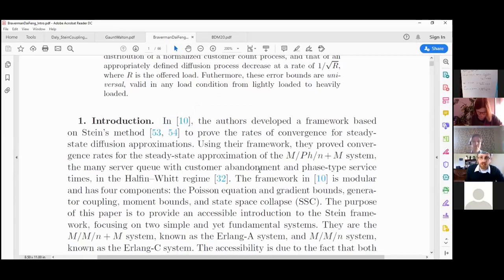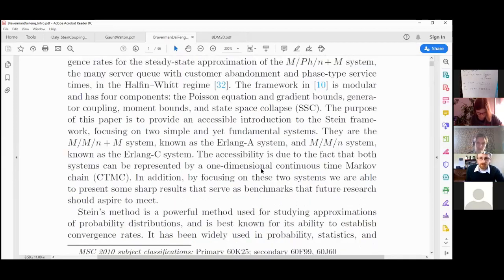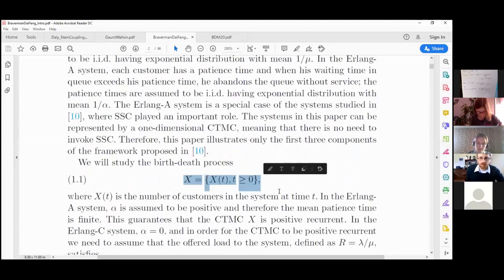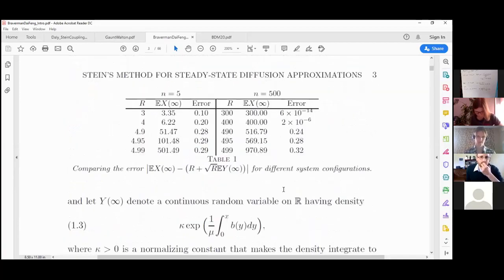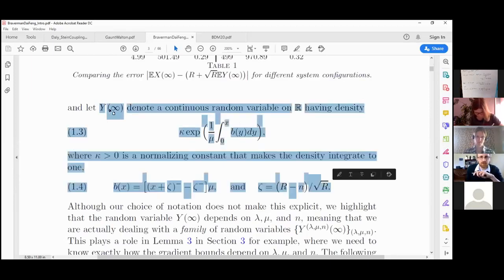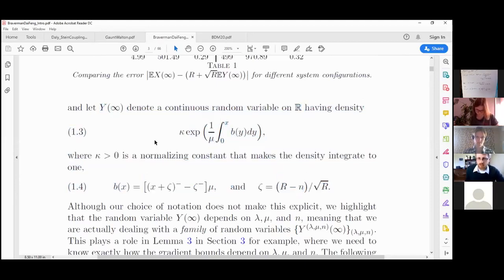So they use essentially the same generator approach. They write down a birth-death process that tells you about the number of jobs in the system at time t. We're going to let that go to stationarity, and then we're approximating the normalized version of that by the equilibrium distribution of a diffusion process with a particular generator. And then they use this comparison of generators approach to write down the Stein equation and actually explicitly formulate some bounds.